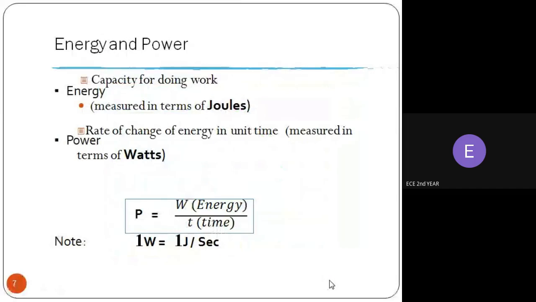And energy and power. Before defining energy, we'll get into power. Power can be written as voltage into current, and power is measured in watts. And energy can be defined as power into time, which is measured in joules.